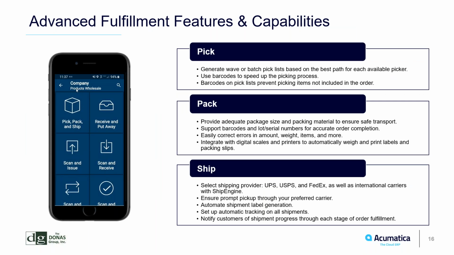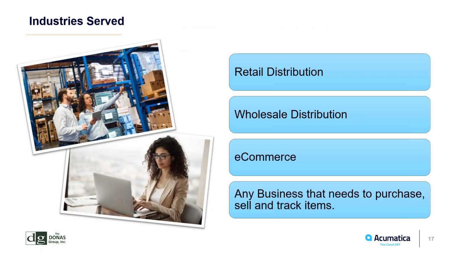Acumatica Mobile integration helps keep your inventory accurate and up to date from PO receiving, put away, picking, and shipping. Here you see distribution types served, but Acumatica Distribution Edition is designed for any business that needs to control what is most likely the largest asset of the business, and that is your inventory.